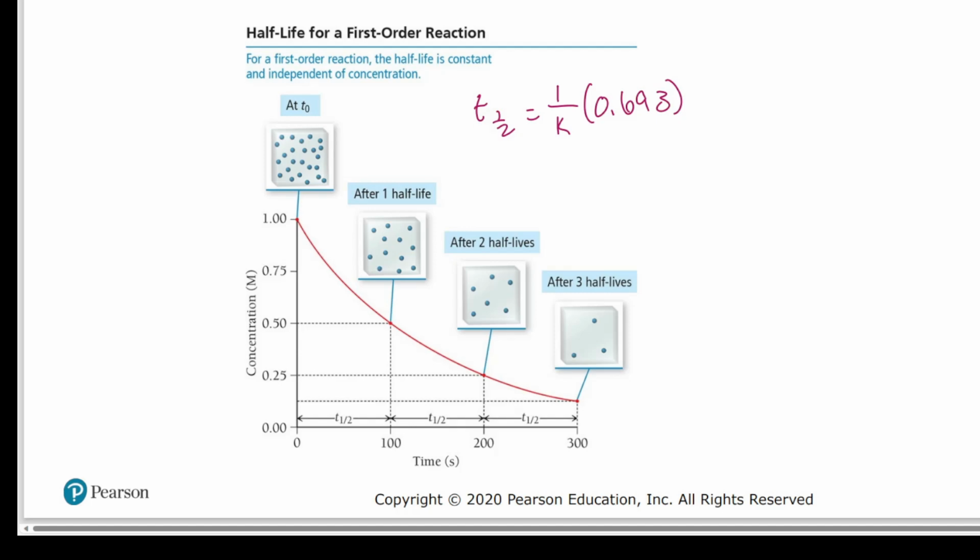So we see here that at time 0, we have our full initial amount of our substance, and then after one half-life, we have half of that substance left. After two half-lives, we have half of what we had at the first half-life. After three half-lives, we have half of what we had at the second half-life. So the half-life is dependent upon the k and not the initial concentration.